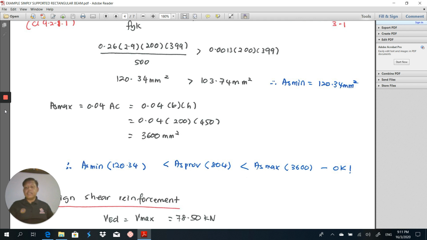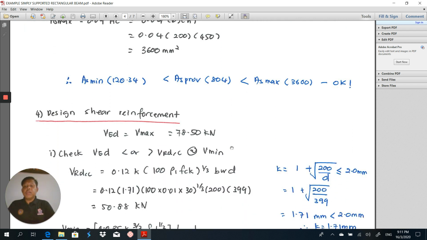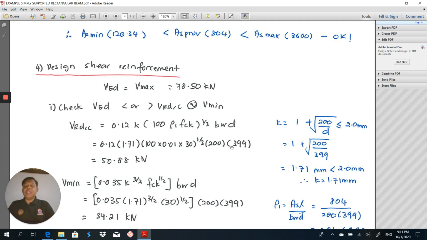Next process is design shear reinforcement. So what is shear reinforcement? Shear reinforcement is actually shearing for the purpose to tighten up the main reinforcement of the beam. So we have to know that shear reinforcement is the important part for us to make sure that this structure is not failed due to the shear failure.